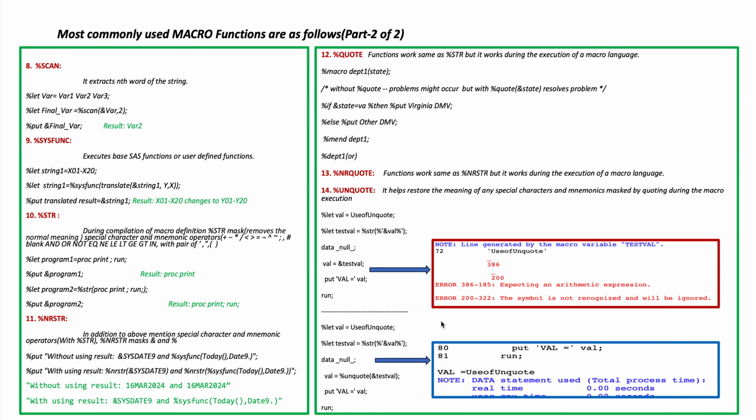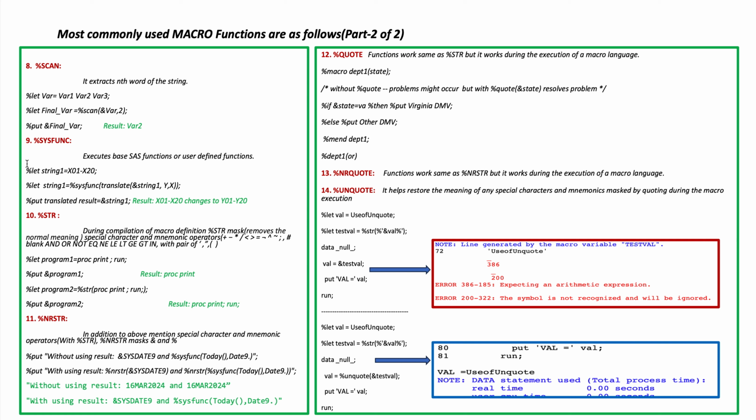Number 8, %scan. It extracts the nth word of the string. Suppose we have macro variable var and its value is var1 var2 var3, and we are going to create a new macro variable final_var by using the %scan function. Inside the parentheses of %scan we use &var, 2. That means we are going to extract the second word. That's why we will get the result var2.